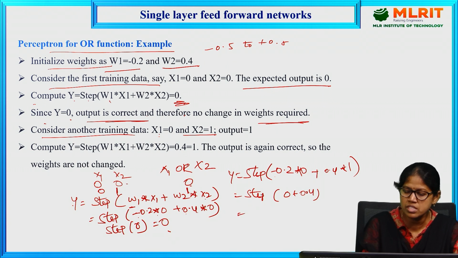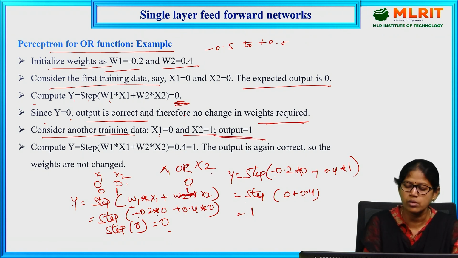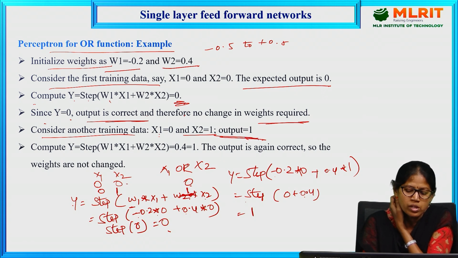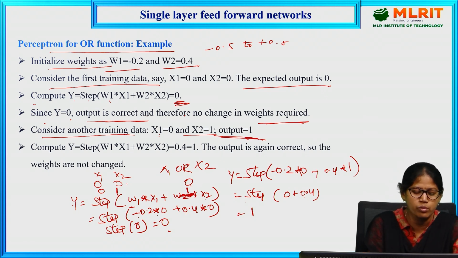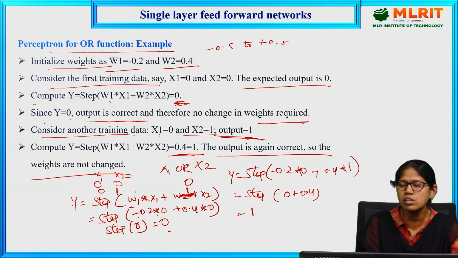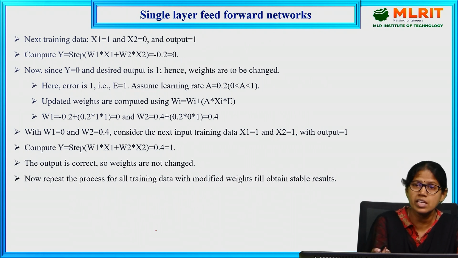So step of 0.4 is equal to 1. So output equal to 1. Here the actual output is also 1. After computing, the output is 1 and the actual output is also 1. So after computing, the output is again correct. So the weights are not changed. No need to change the weights because the expected output and the computed output are both the same. Let's go to the next training data.